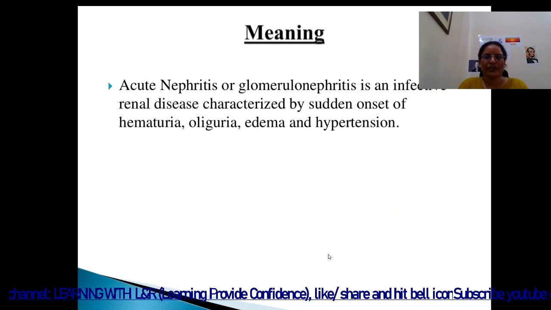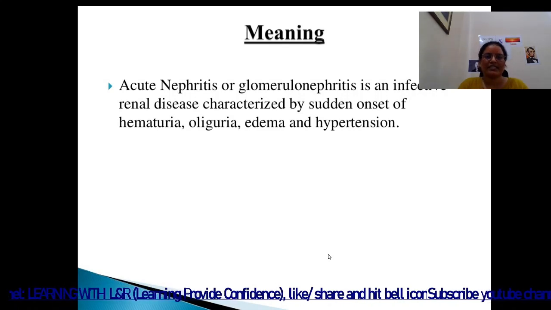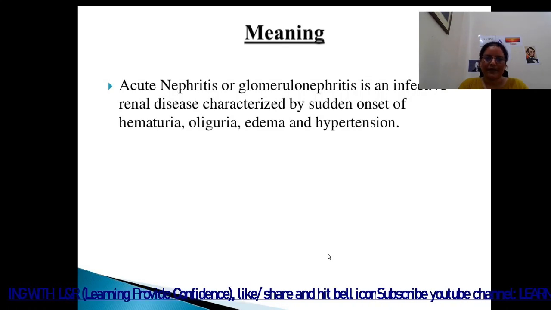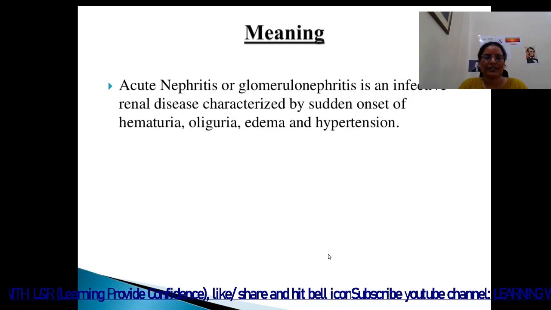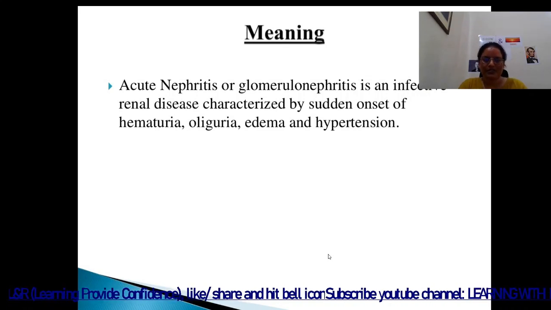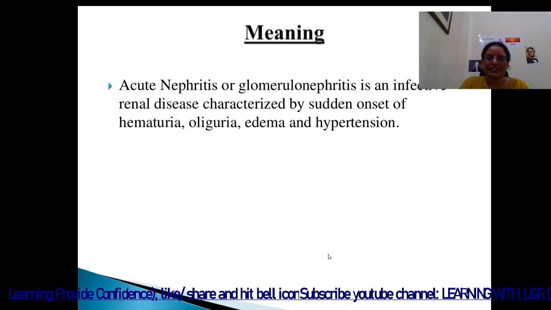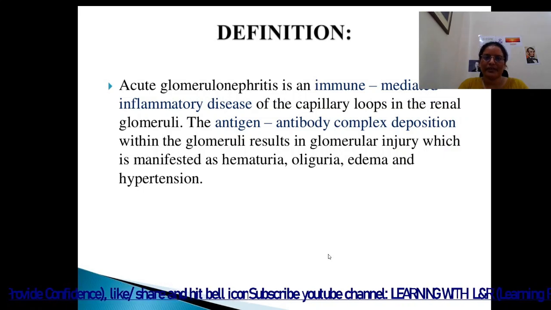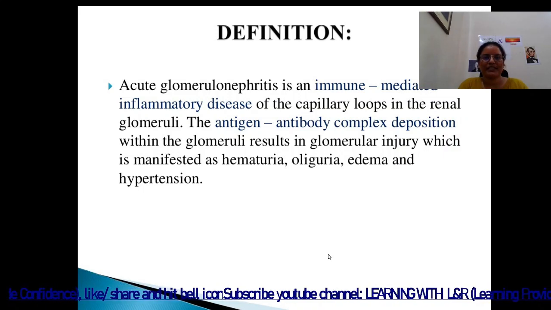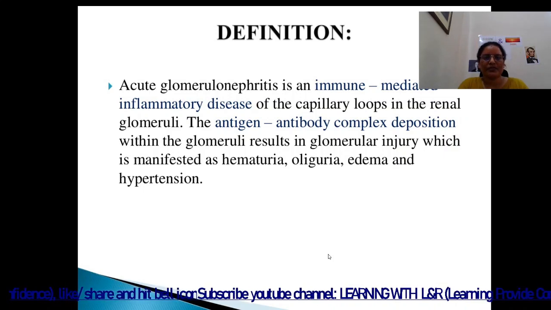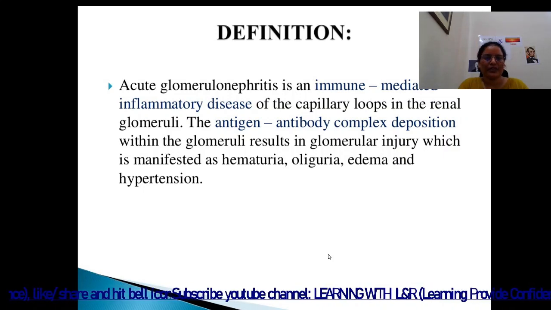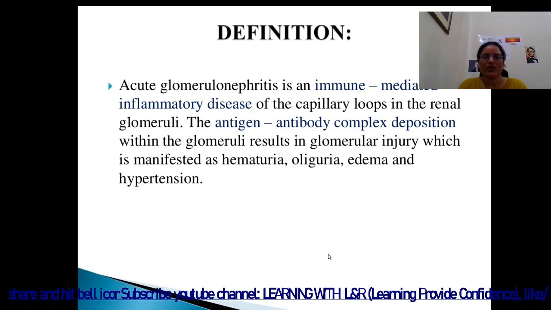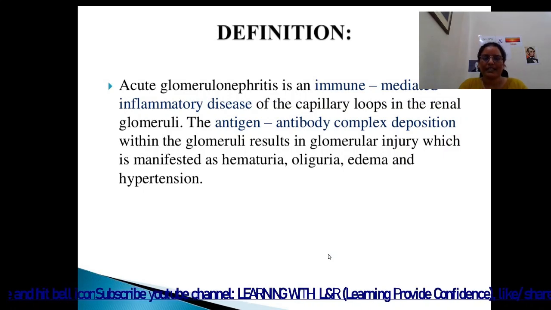Acute nephritis or glomerulonephritis is an infective renal disease characterized by sudden onset of hematuria, oliguria, edema, and hypertension. Hematuria, blood in urine; oliguria, less urine or absence of urine; edema, swelling; and hypertension, increased BP. Definition: acute glomerulonephritis is an immune-mediated inflammatory disease of the capillary loops in the renal glomeruli. The antigen-antibody complex depositions within the glomeruli result in glomerular injury, which is manifested as hematuria, oliguria, edema, and hypertension.